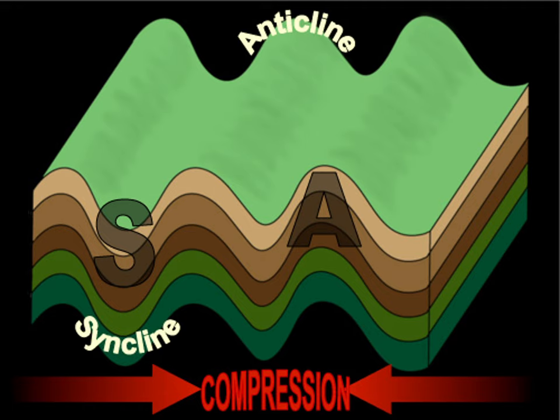Typical structures formed in the folds of rock layers include anticlines and synclines. An anticline is a folded structure with the oldest rocks in the center of the fold. A syncline is a folded structure with the youngest rocks in the center of the fold.